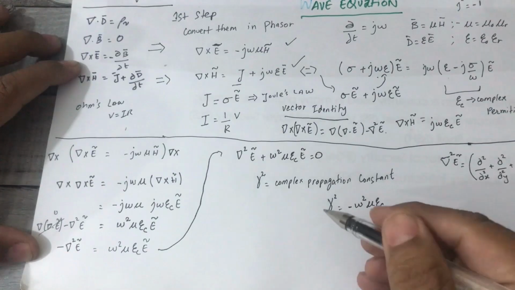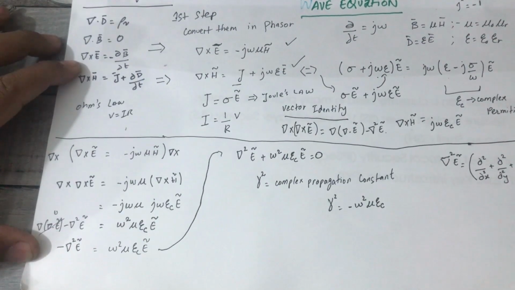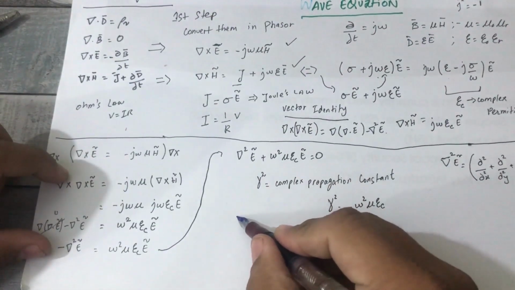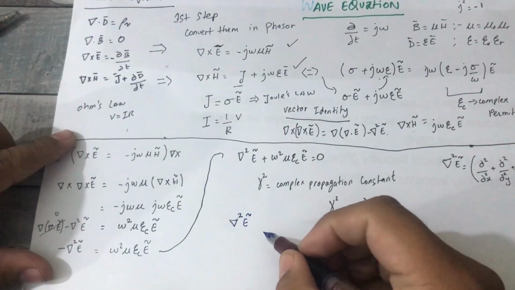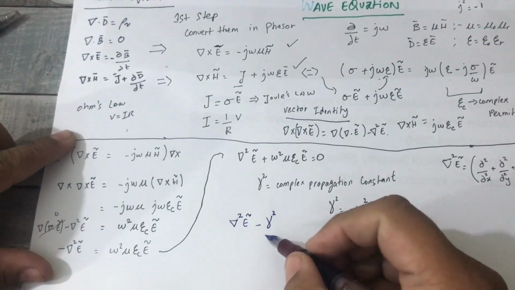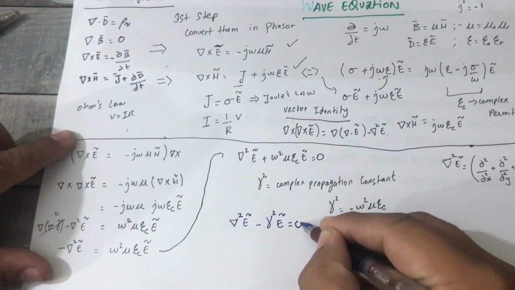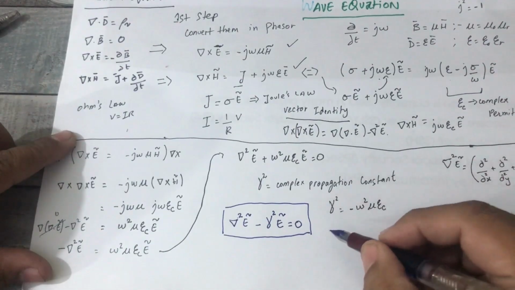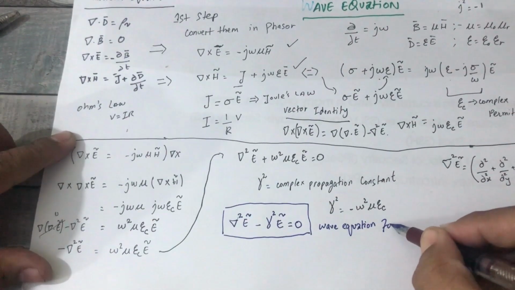So my first equation would look something like this. Now this will change. I have to write it with a different pen so it looks nice, so let me use a fountain pen. Now this changes into del squared minus gamma squared, times E, is equal to 0. A very important equation, and this is the wave equation for E.